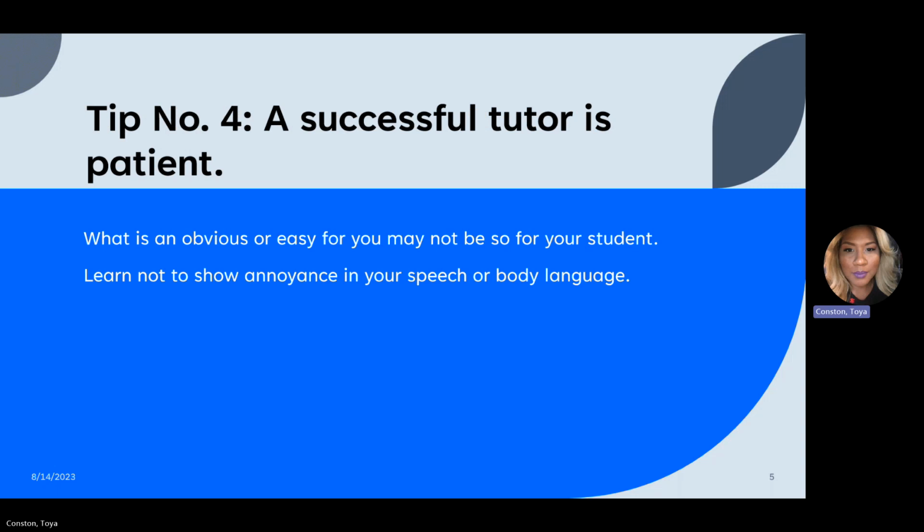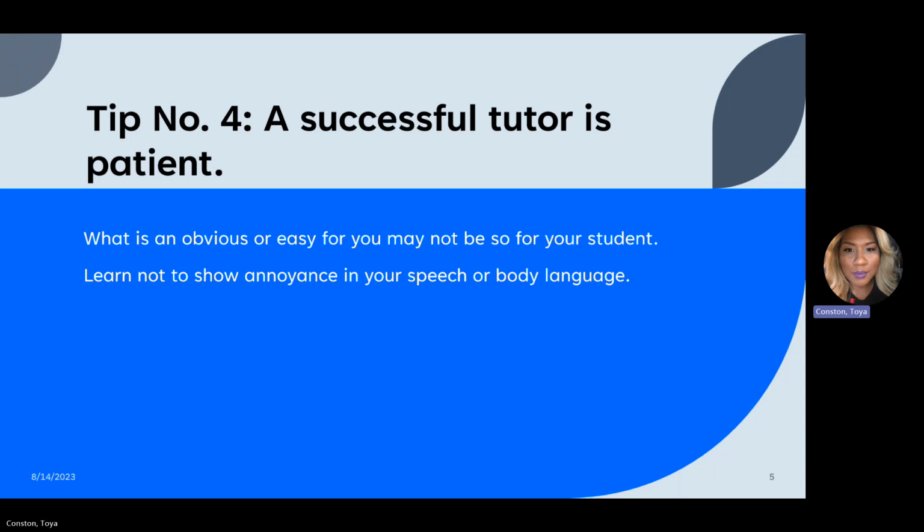Tip number 4, a successful tutor is patient. What is obvious or easy for you may not be so for your student. Learn not to show annoyance in your speech or body language. Working with student learners should help you improve your patience with working with the student population.